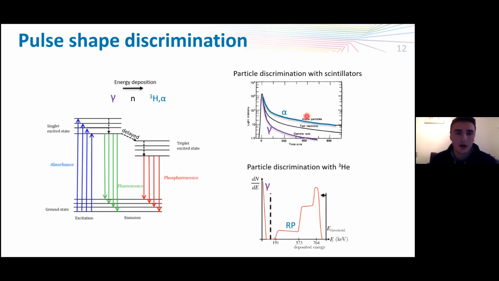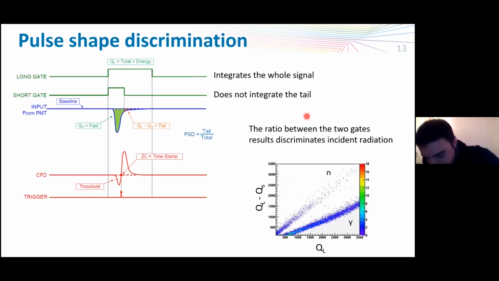So how do we exploit this in order to be able to discriminate between neutrons and gamma? Well, if we remember what we were saying for the digital chain data acquisition, it will only be enough to open 2 gates instead of 1 gate for the integration of our signal. We will have one of them that integrates the whole signal, while we will have another one that will integrate only the first part of it.